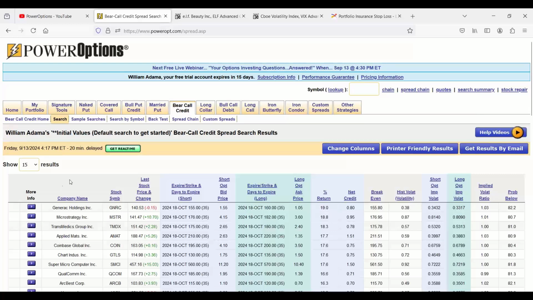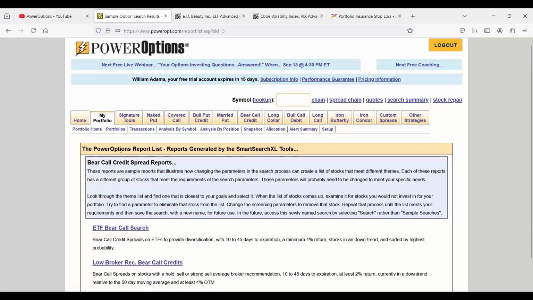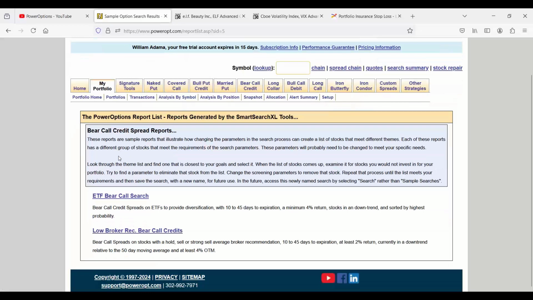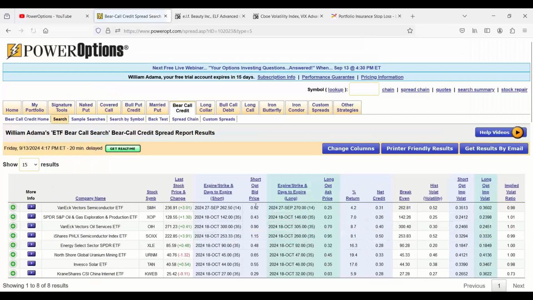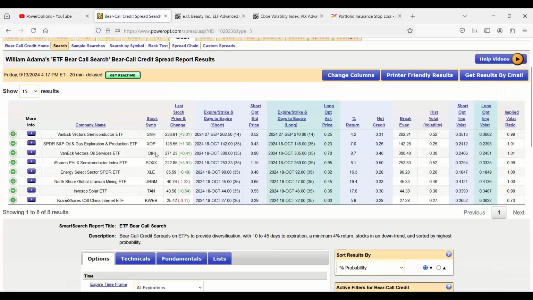In addition to all of that, under each strategy, you also have sample searches. These are themed searches that help you use better as a starting point. So if you just wanted to trade bear calls on ETFs, 10 to 45 days to expiration, stocks that are in a downtrend sorted by highest probability, I could use this as a starting point. Okay, so we've got SMH, XOP, OIH, SOXX, XLE. Looks like a lot of the energy and mining, doesn't it? Uranium and Invesco now, solar there.